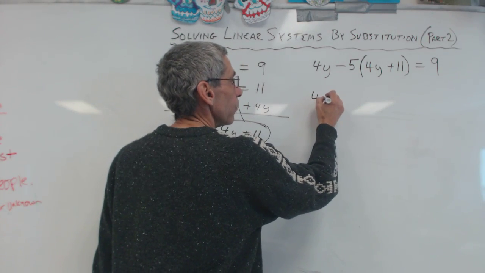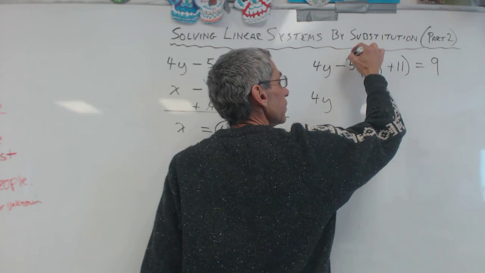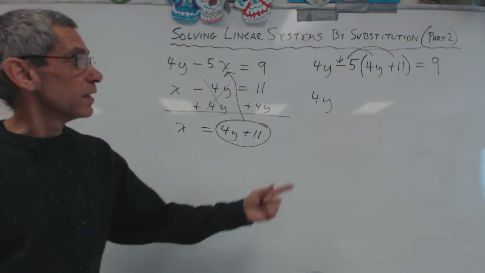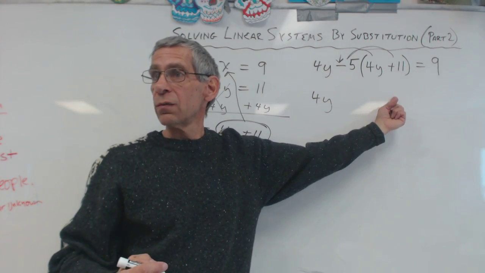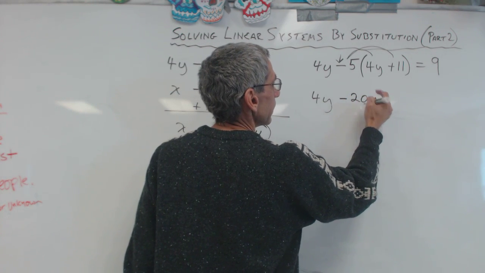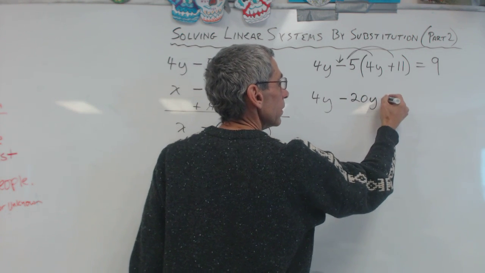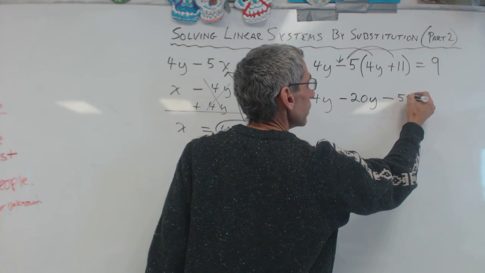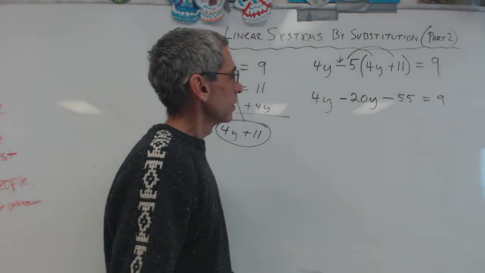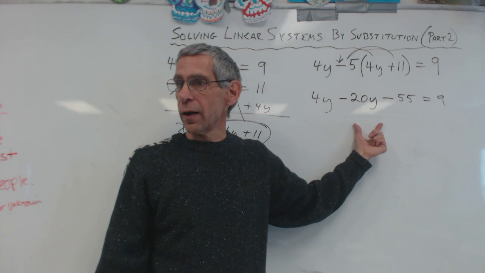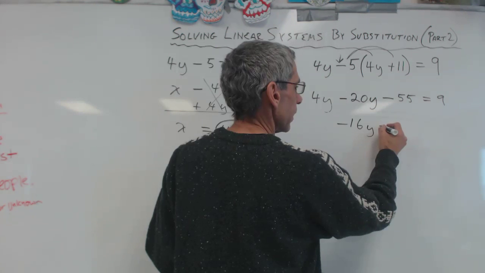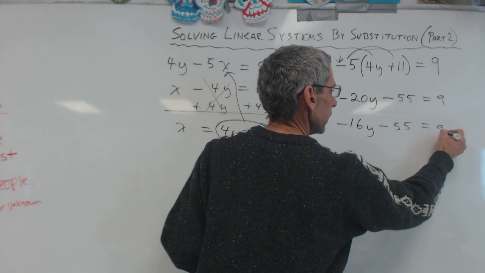So let's keep going. We've got 4y, and now I've got to use my distributive property. Do not forget that there is a negative sign right there. So that is a negative 5 times 4y, so that's negative 20y, am I right? And then it's negative 5 times 11, so that's negative 55 equals 9. Looks hard, doesn't it, with all these big numbers? And then you add the 4y minus 20y, which is negative 16y, minus 55 equals 9.